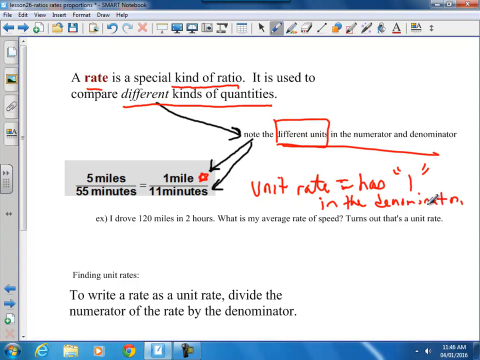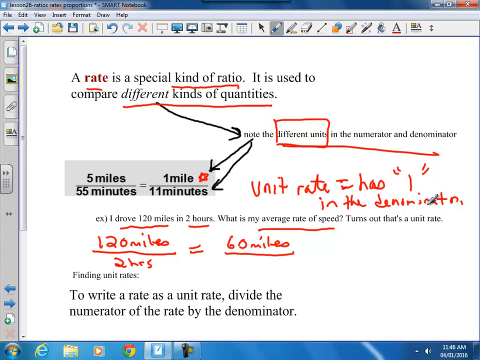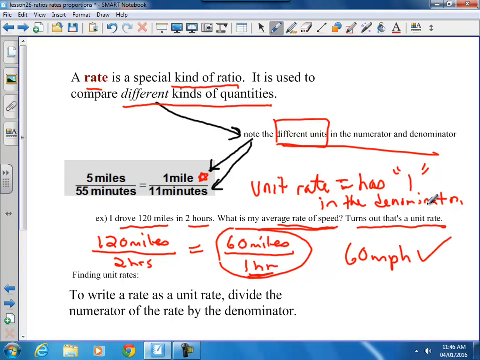So let's just play a little bit here. If I drove 120 miles in 2 hours, what's my average rate of speed? So average rate of speed is total distance divided by total time. So 120 miles in 2 hours. Well, I can clean that up, reduce it, right? So that's 60 miles in 1 hour. So 60 miles per hour is my average rate of speed, but it turns out that's a unit rate because 1 is in the denominator.